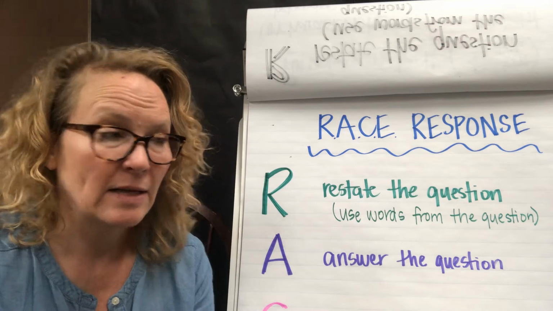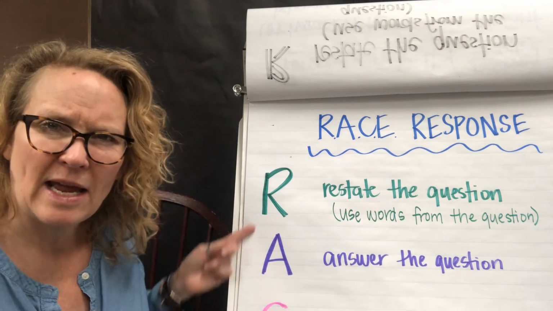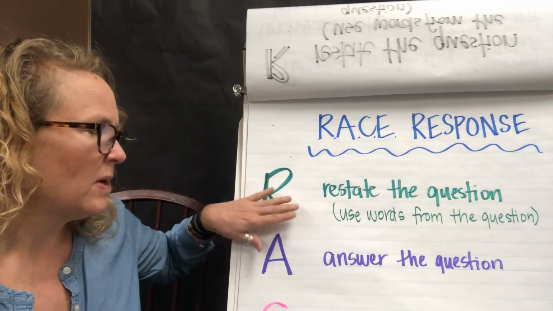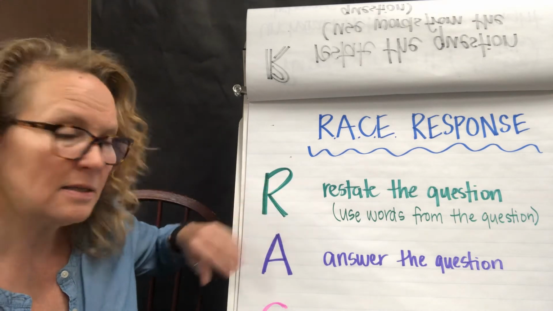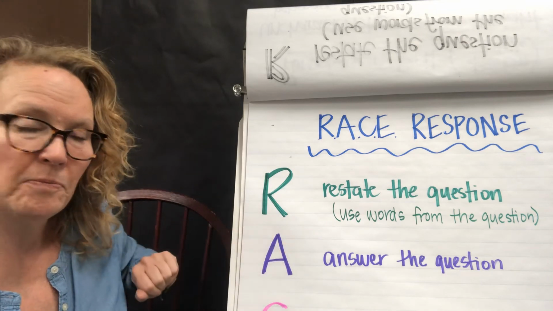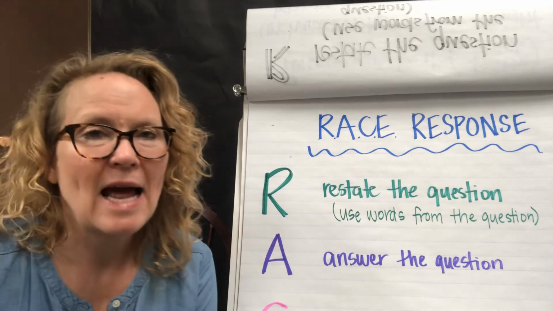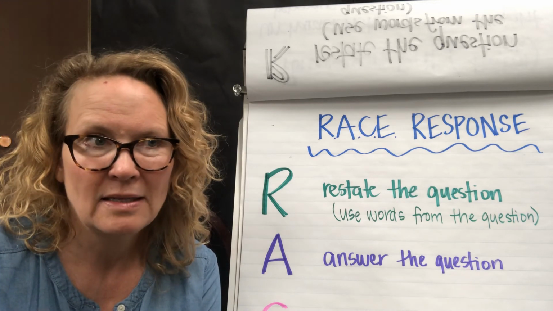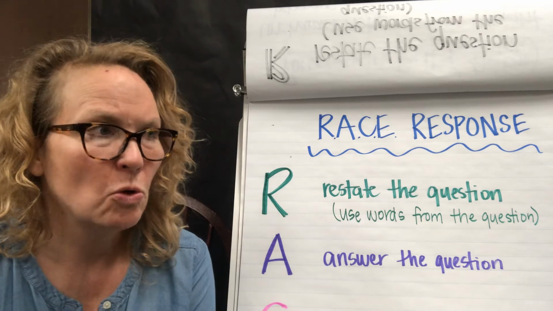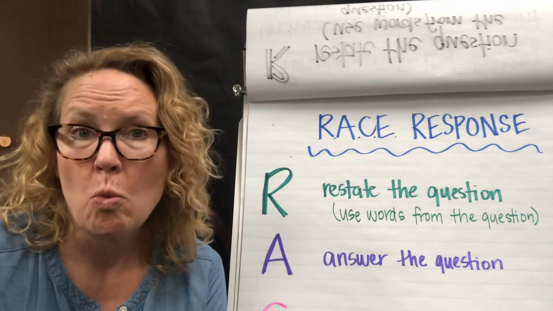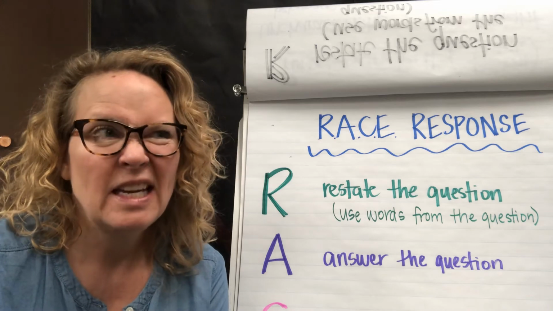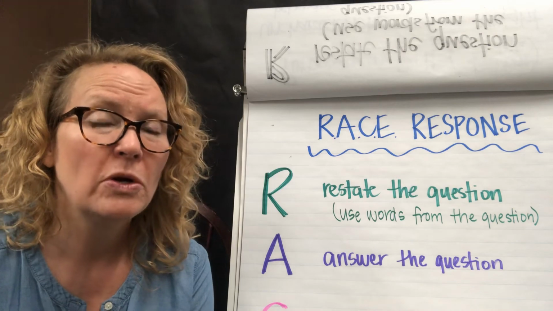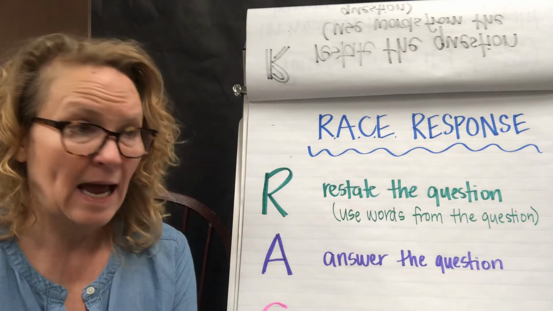Oftentimes the R and the A of the RACE response kind of work together in the same sentence. So in that same sentence or in a new sentence, you're going to answer the question. Be sure to answer the question that is asked. Sometimes when the question says, where did something happen, kids answer when it happened. Or sometimes when the question asks why something happened, kids answer how it happened. So be careful that you're attending to the question word and only answering the question that is asked.